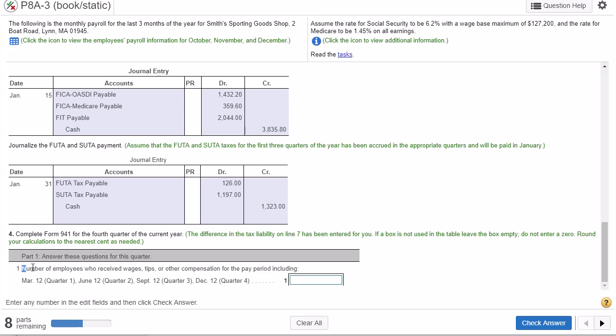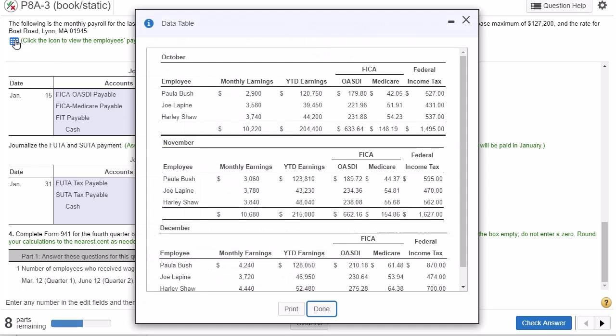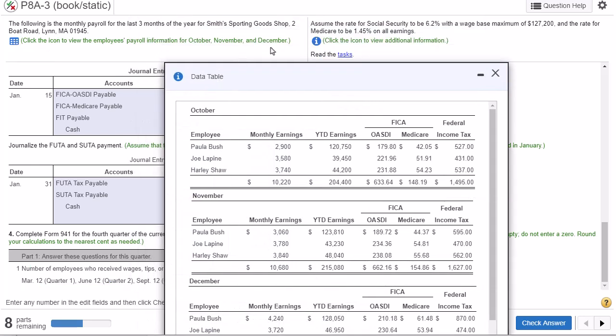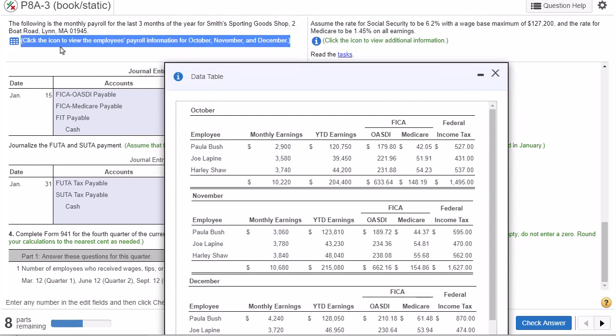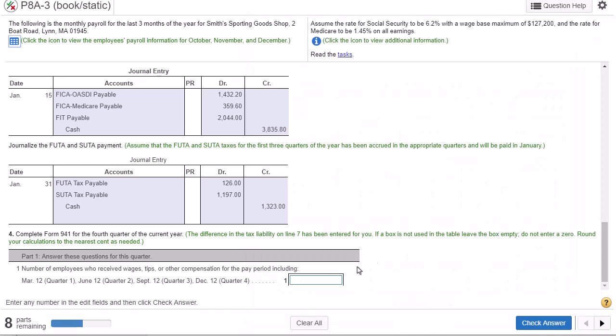So line 1, the number of employees who received wages, tips, or other compensation for the pay period, including March 12th, June 12th, September 12th, December 12th. So in other words, how many employees did we have? I clicked up here on this link, and that shows you that we have 3 employees. So we just simply enter a 3 there.